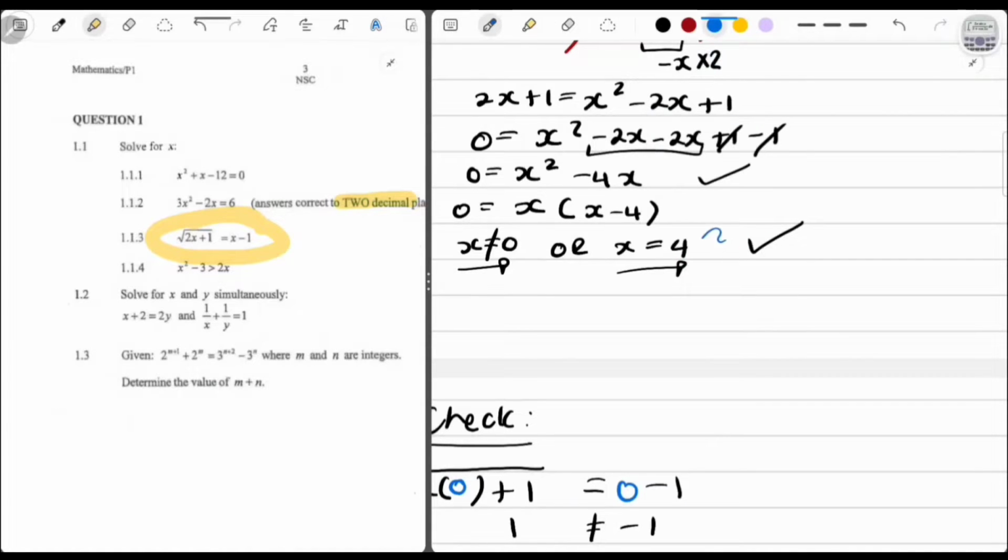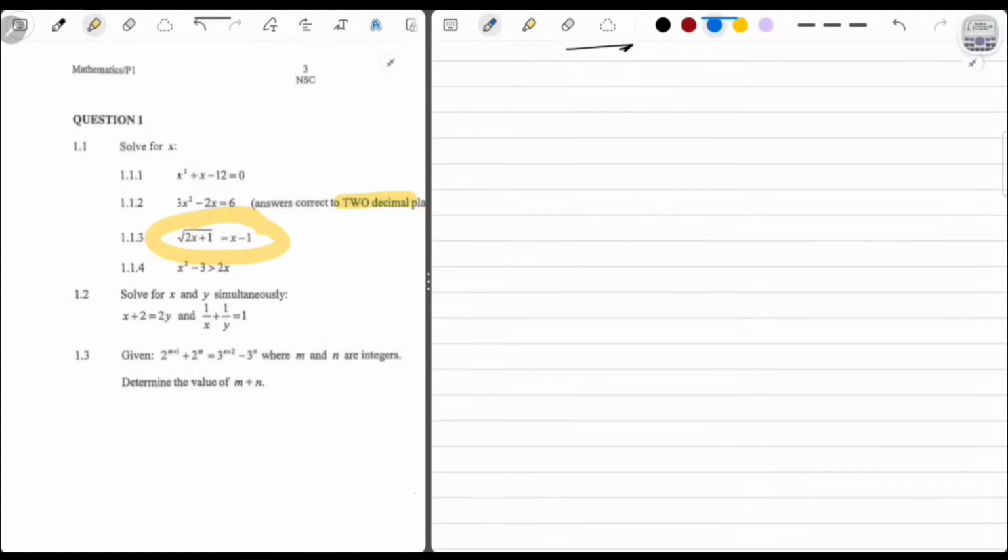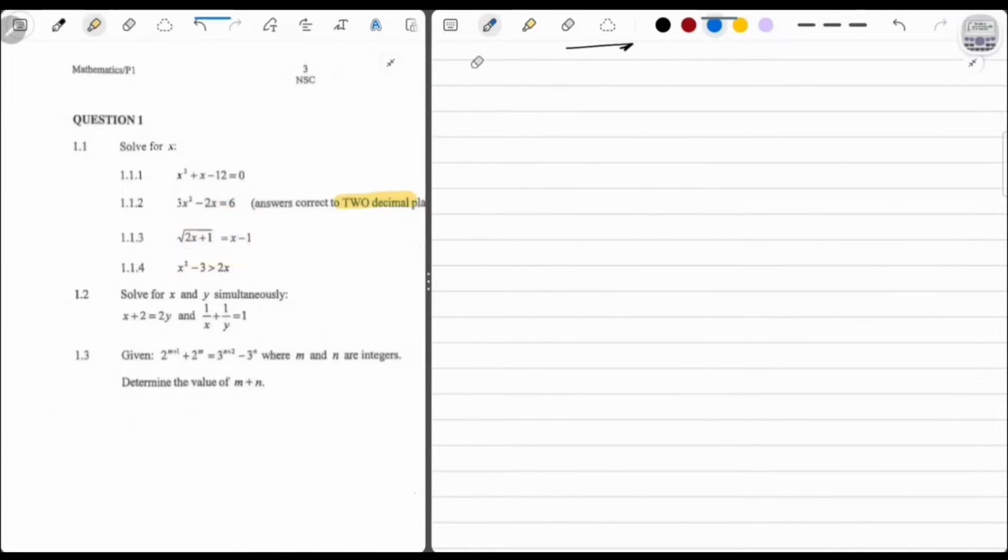So it means that x is equal to 4 only. So that is probably where the 4th mark is coming from. Okay, moving on to the next question. We have now 1.1.4. We have an inequality.